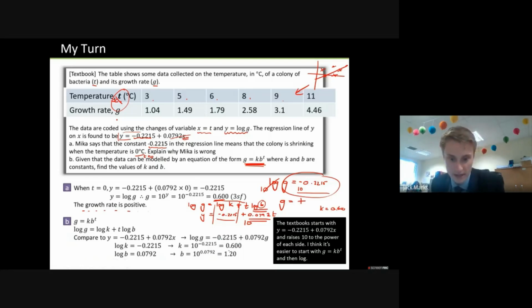So finally, we get this number and we get this number here, and we could actually write it out. G equals, so k was 0.600 times b. B is 1.20 to the power of t. And then a typical part C would ask you to actually use that equation there. Part D might ask about limitations, and that's what an exam question sort of would do.